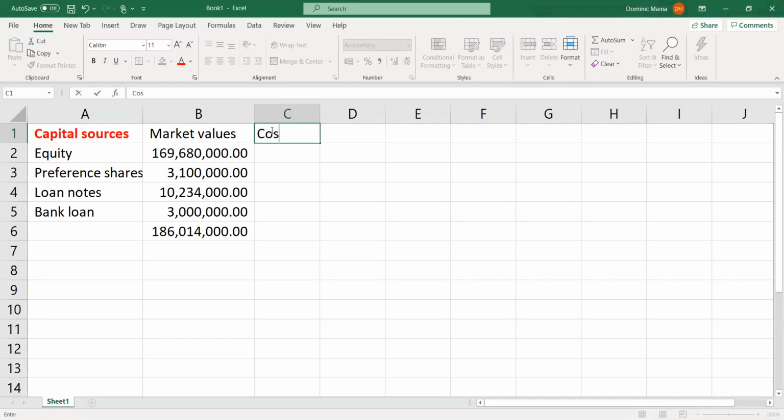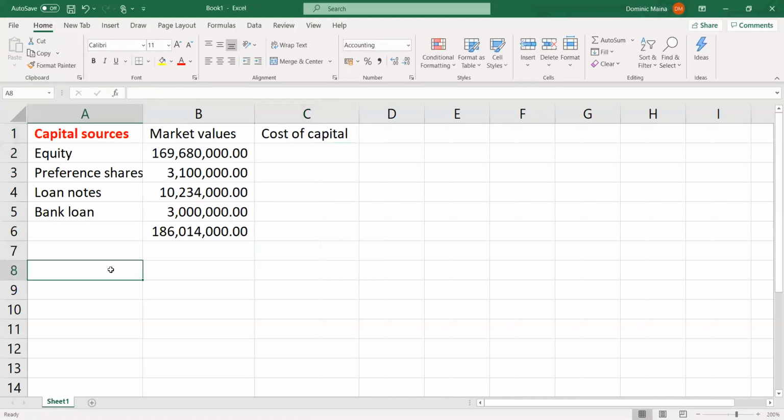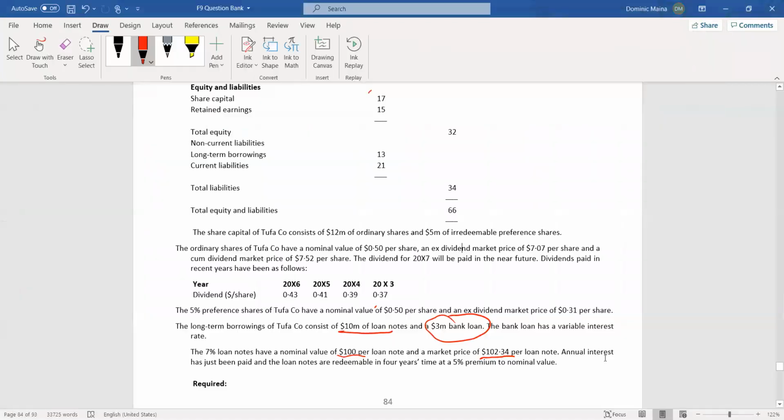So next step, we get the cost of capital from each one of them, from the individual capital sources. In this case, we have equity, so I think we can begin by getting cost of equity. My first working is the cost of equity. Which model do I use? I refer back to the question to see which model I ought to be using, based on the information given to us.